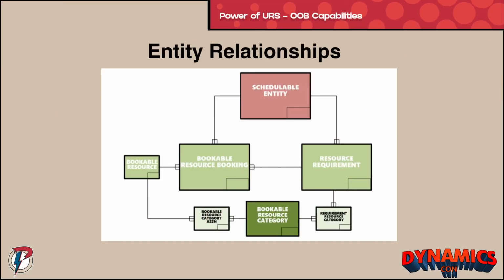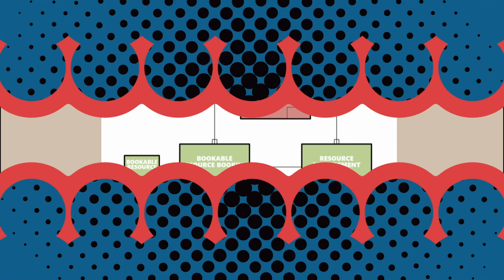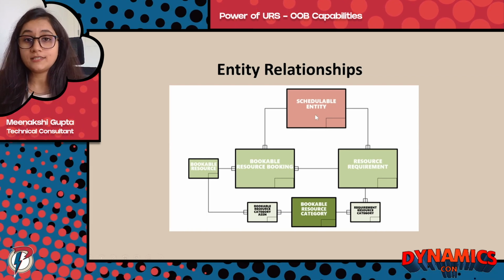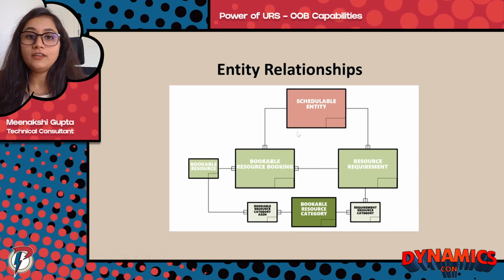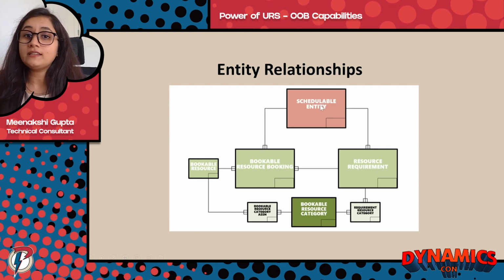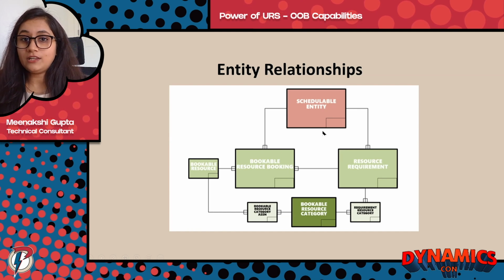These are the basic entity relationships, which are very important, because in URS, entity relations are not that easy and sometimes confuse people. There is one entity, let's say an out-of-the-box entity or a custom entity, which is enabled for scheduling purpose. Here we have two relations: 1:1 relation with bookable resource bookings and resource requirements. When you create an entity, we need to create these two relations, and without them the entity will not be usable for scheduling.